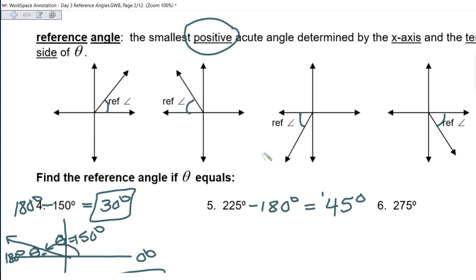And that next one, 275 degrees. Which x-axis value would it be closer to, 180 degrees or 360 degrees? 360. So this one I'd have to do 360 degrees minus 275 degrees to find that reference angle. And what's 360 minus 275? 85 degrees.